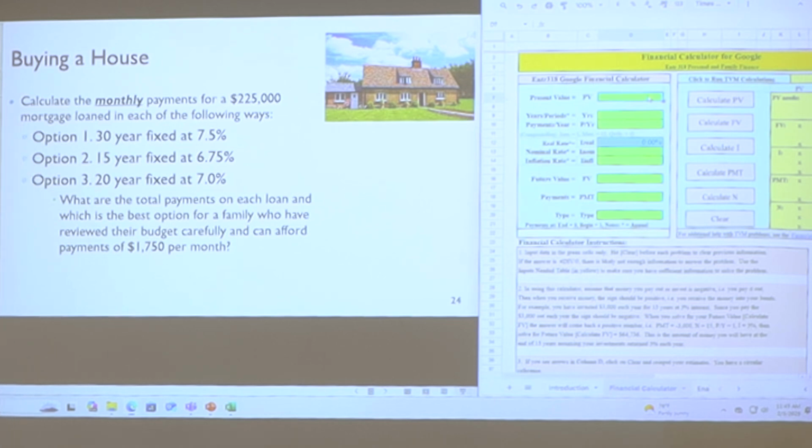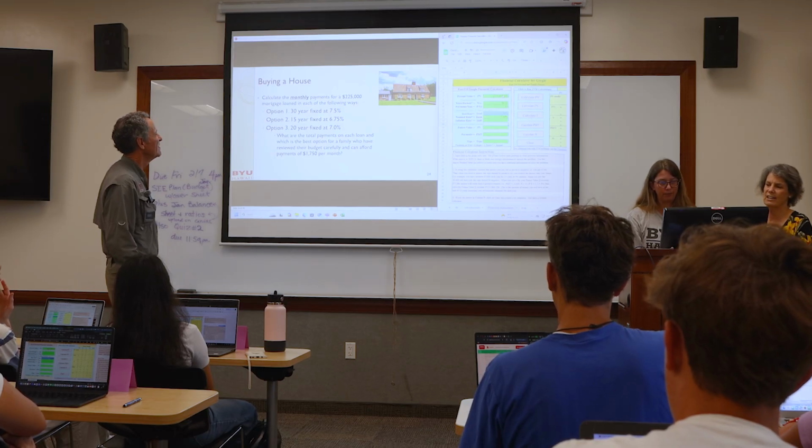Okay, calculate monthly payments for a $225,000 house. This person, they've looked in their budget and they can afford $1,750 a month. So what do we want here? What are we trying to get?